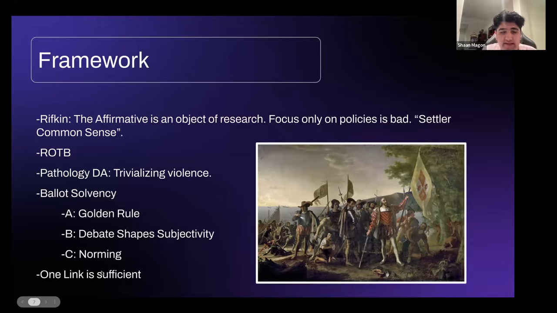Last argument that I think is important is that you should explicitly flag that you only need to win one link, and if you win framework, you should win the debate. The idea behind this is it does not matter if they've answered 30 of your other links as to why they were settler colonialists, because it does not matter if someone didn't do 30 racist things, but they did do one racist thing. You'd still reject them for it.